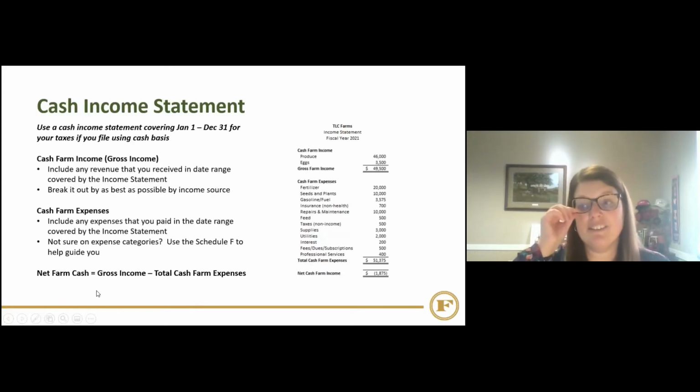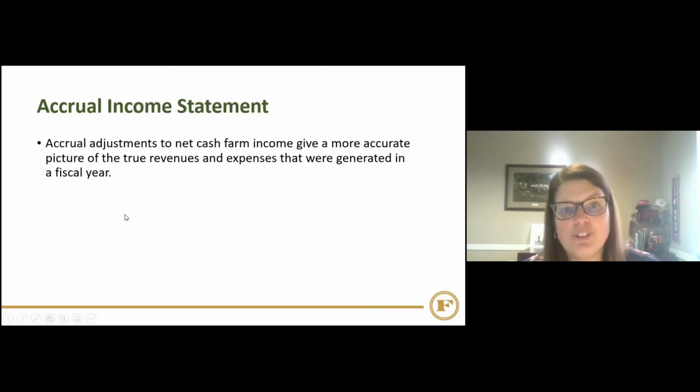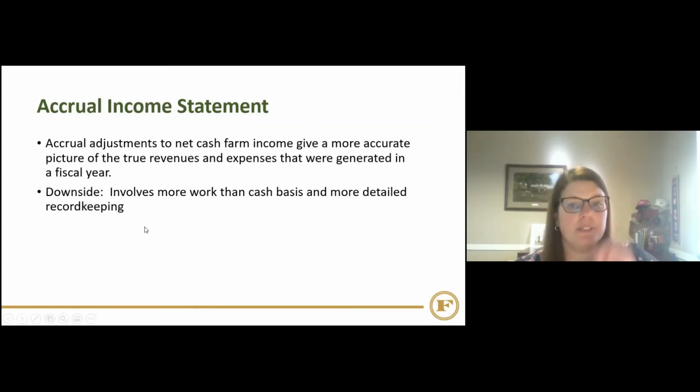So real quick again, net farm cash is gross income minus total cash farm expenses. So again, whenever cash enters your account or whenever it leaves your account. And an accrual income statement will account for those items that were not used or a result of production in your current fiscal year. Using accrual adjustments will give you a more accurate picture of your true revenues and expenses in a given time period. The downside to using an accrual income statement is it involves a little more work than cash basis and requires more detailed record keeping.